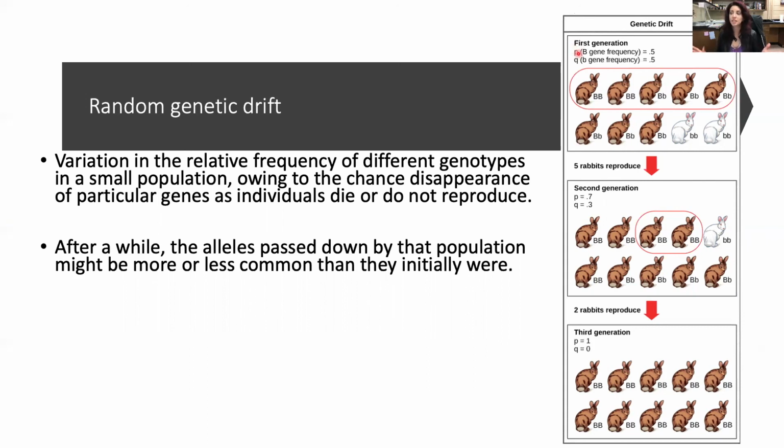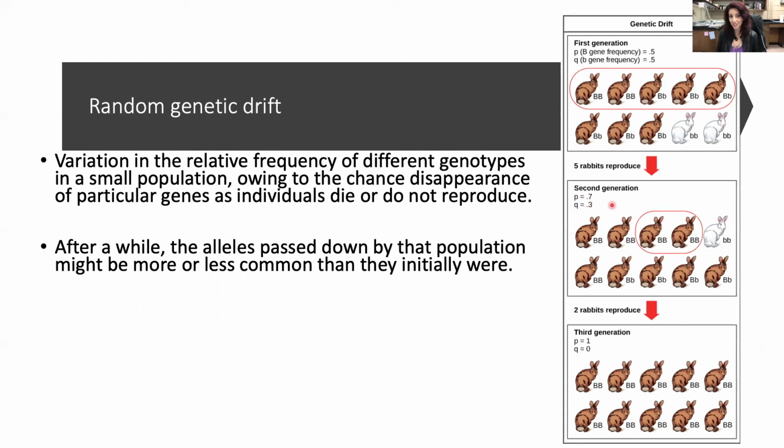But due to random chance alone, only these 5 rabbits get to reproduce. After the next generation, we then see a shift in the frequency of those 2 different alleles, with the capital B being about 70% of the population and the lowercase b being 30%. The P and Q here we'll get to talk about soon, so don't worry about that.